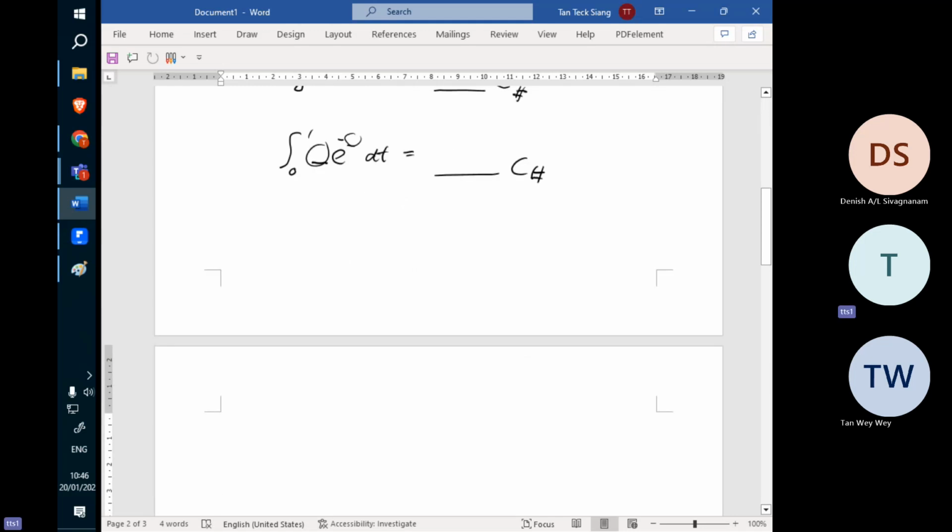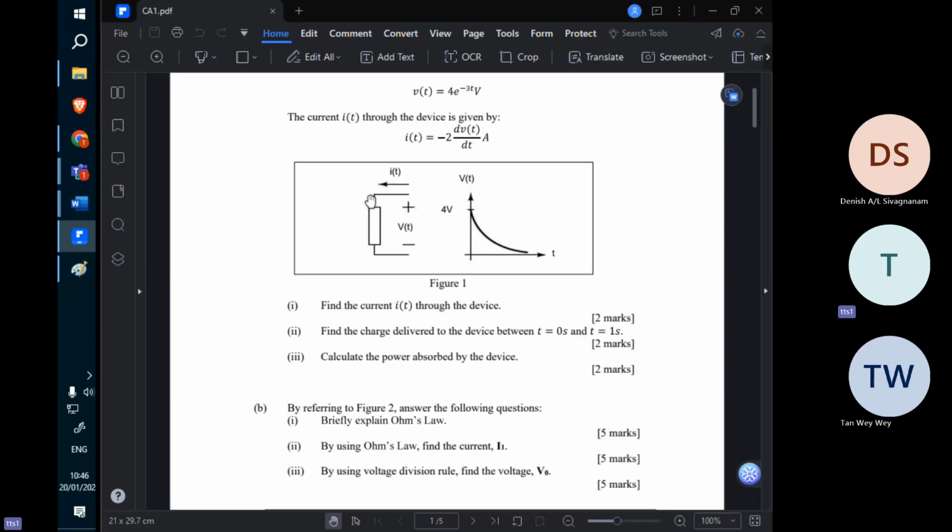They're not really circuit theory. All these are physics. I presume that you can do that. Okay, let's come to the last question. Calculate the power absorbed by the device.